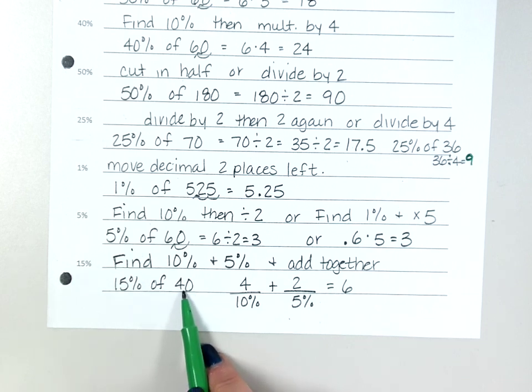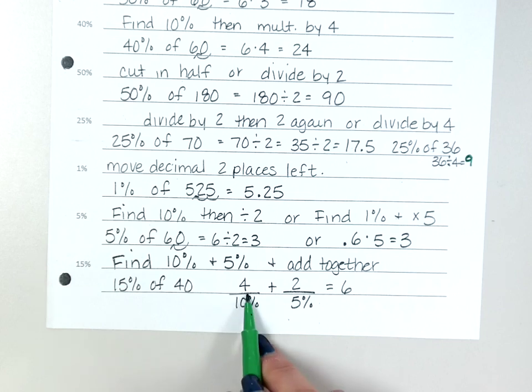I would find 10%, move the decimal one place, right? That's 4. And then cut the 4 in half to get the 5%, that's 2. And then I would add the 4 and 2 together to get 6, and that's how I do my 15%.